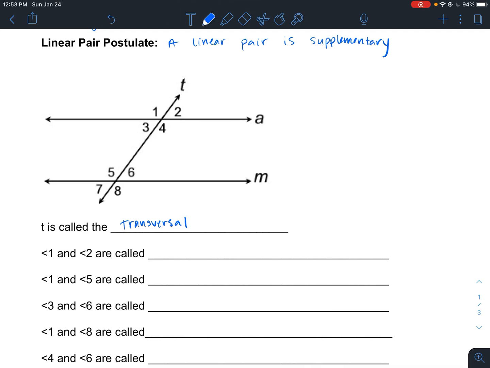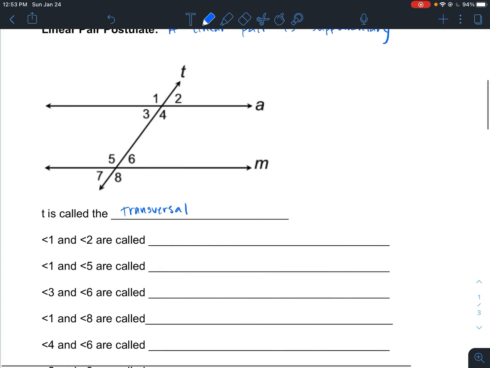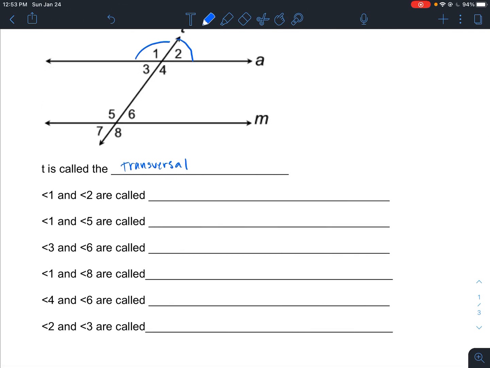What this does is it creates a lot of angles for us, and it helps us know which angles we can compare and which angles are congruent. Angles 1 and 2, like we already talked about, have a relationship we call a linear pair. Angles 1 and 5, so here and here, we call these corresponding angles.